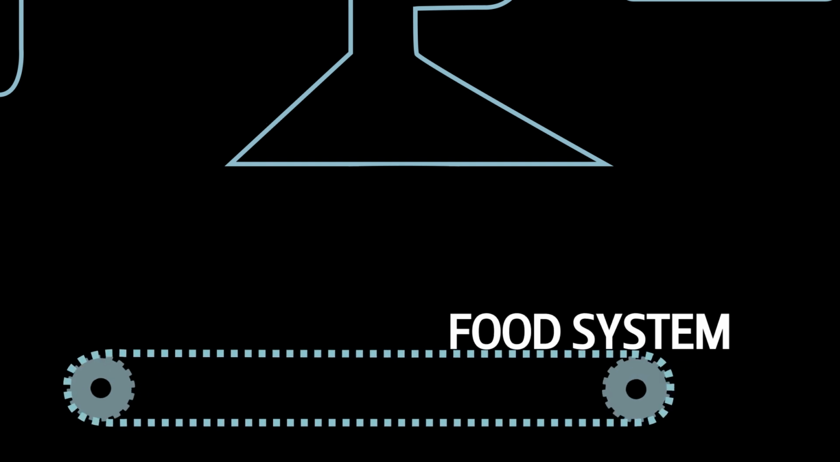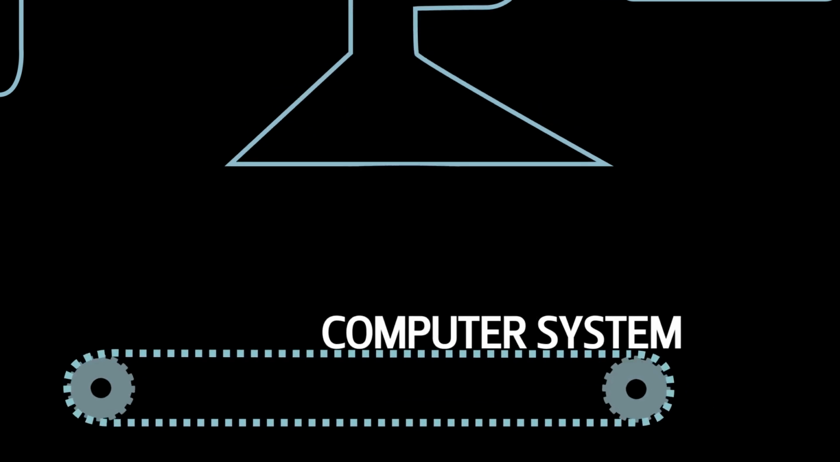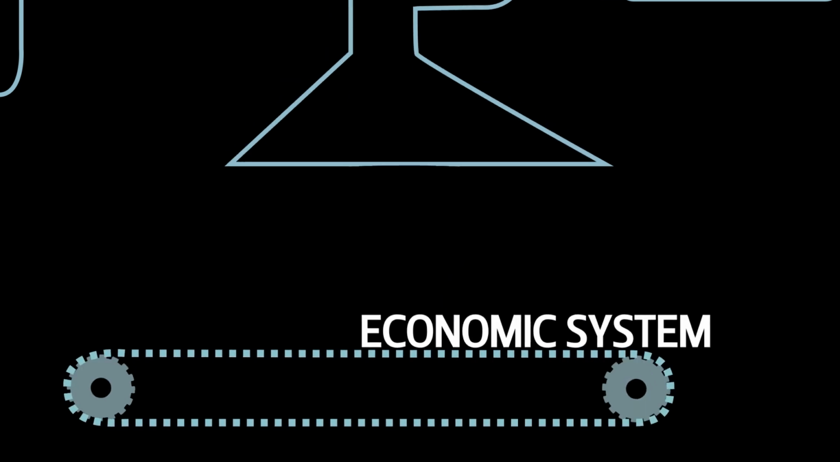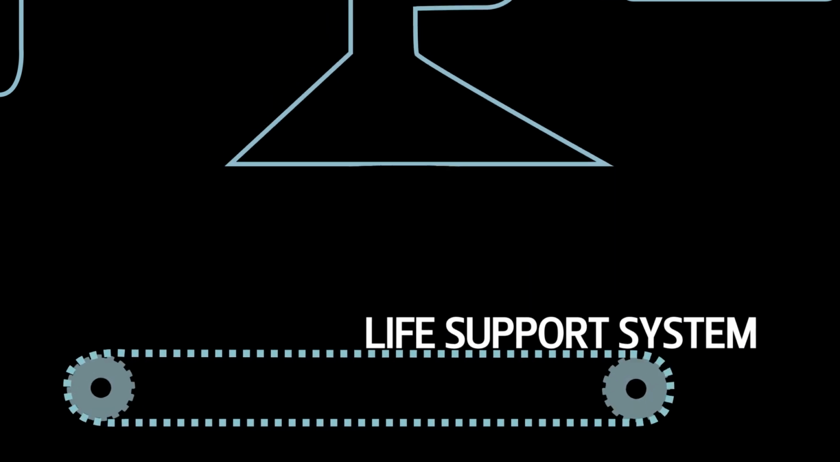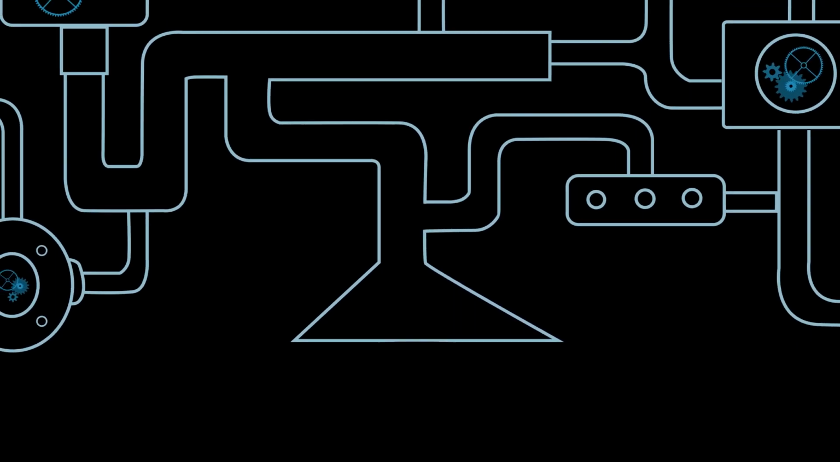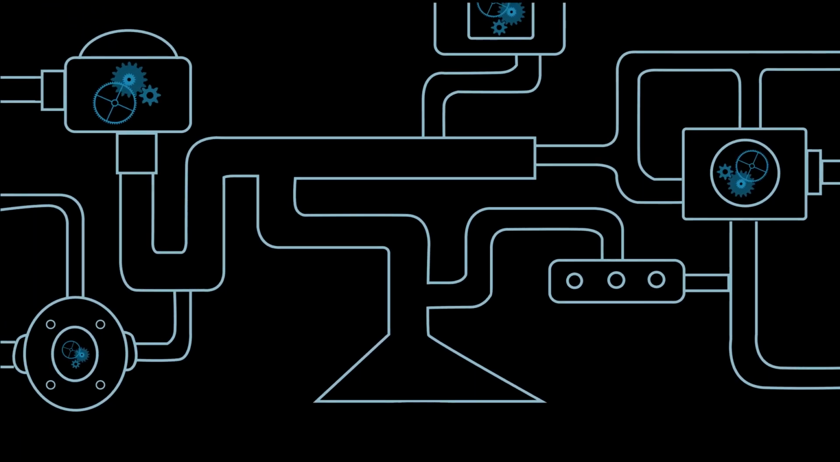The organic system. You may have heard the term food system before, or maybe you've heard about computer systems, systems of government, economic systems, or a life support system. A very simplified way to think of a system is to consider the interconnections and relationships between the different parts to form a whole or to achieve a certain goal.